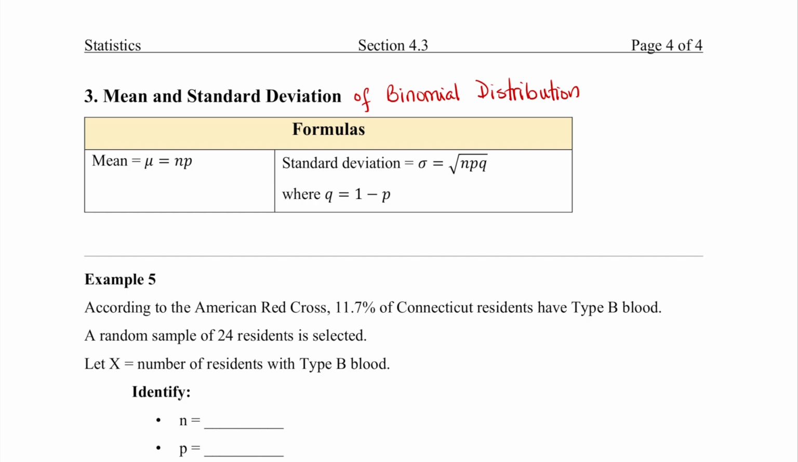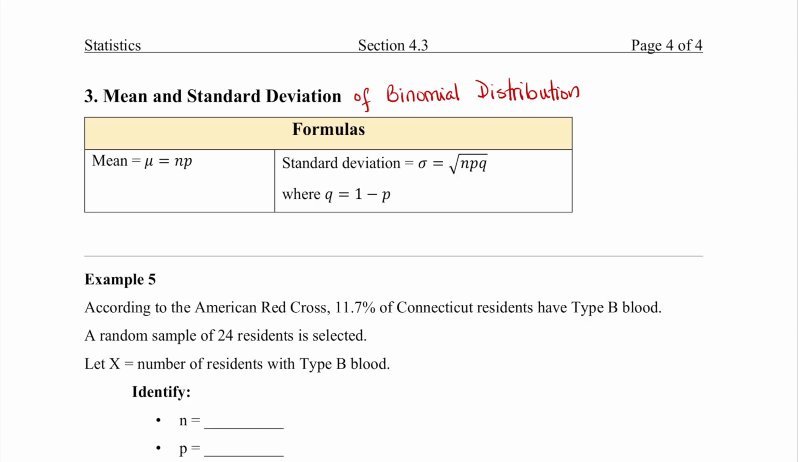For a binomial distribution, the mean is given by the formula mu equals n times p. The mean is also called the expected value. It represents the average number of successes we would expect in the long run. The standard deviation is given by sigma equals square root of n times p times q, where q equals 1 minus p. The standard deviation measures how much the number of successes tends to vary from the mean.